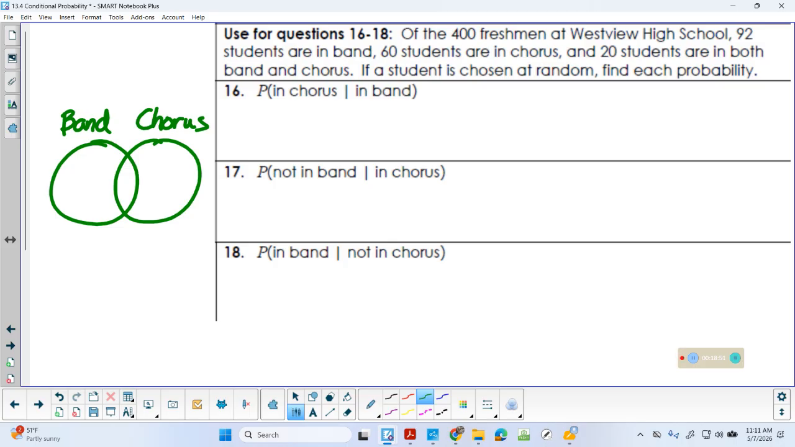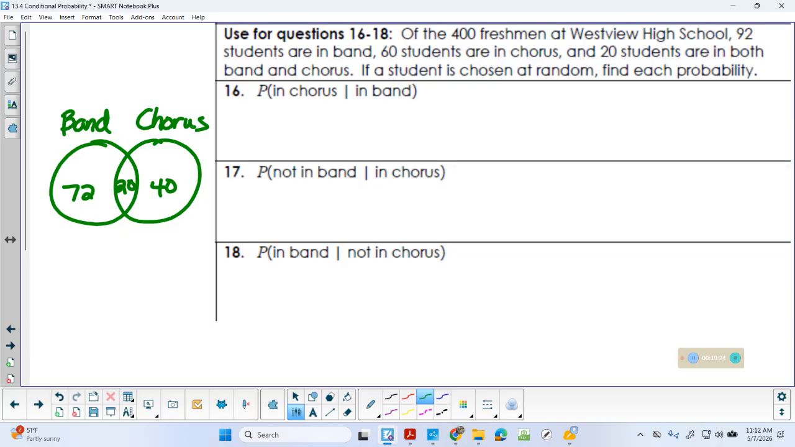Now, I always look for the overlap first. How many are in both band and chorus? 20. I always like to fill that one in first. Okay, I'm going to keep on figuring this out here. 92 students are in band. So I need a total of 92 in the band circle. So how many more do I need to add into it? 72. Got it. All right, 60 are in chorus. So I need a total of 60 in the chorus circle. So how many more do I need to add to it? 40, because you already have the 20.